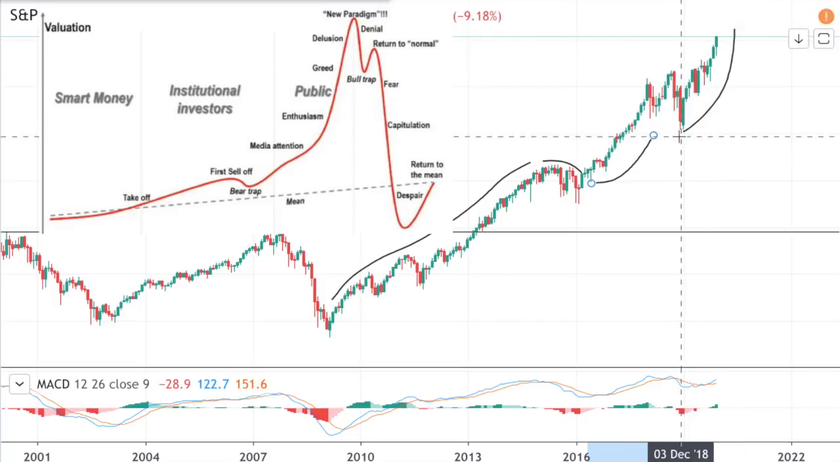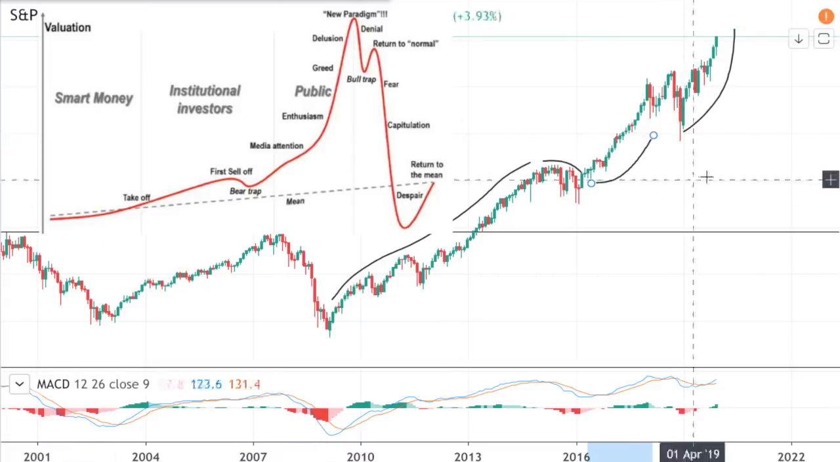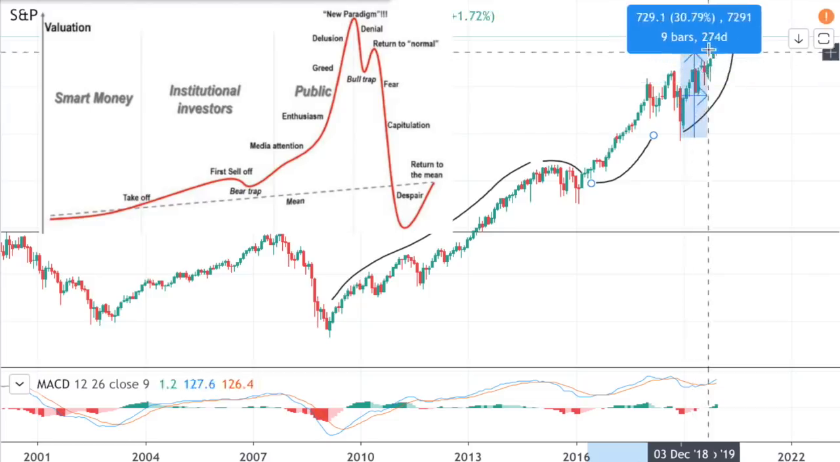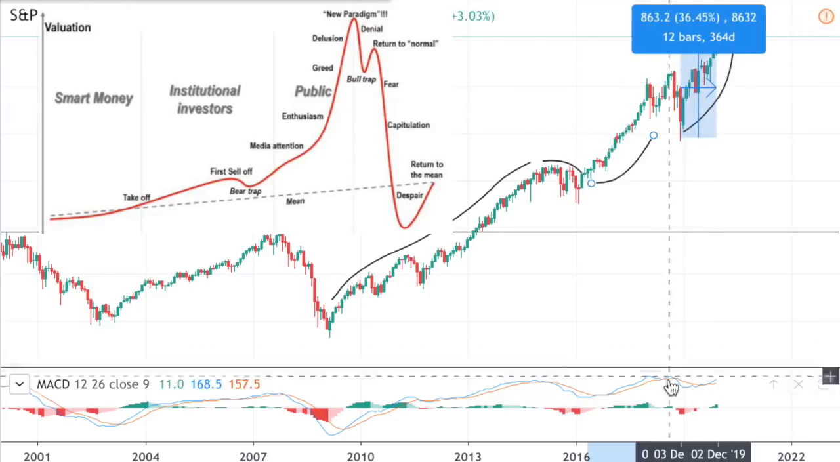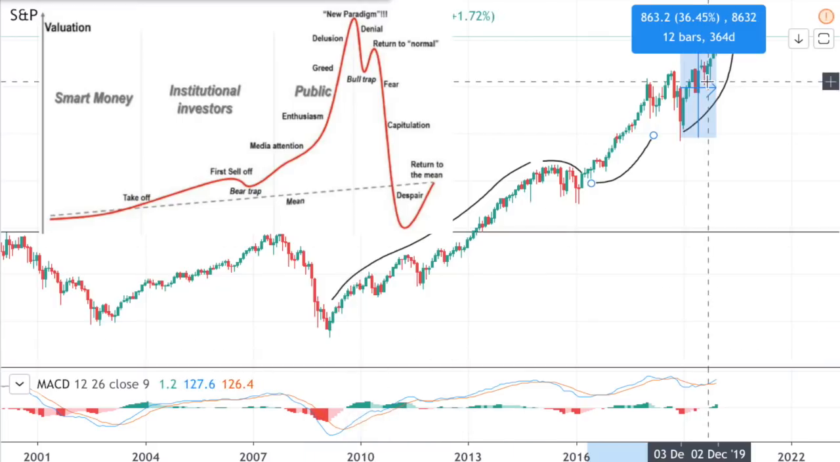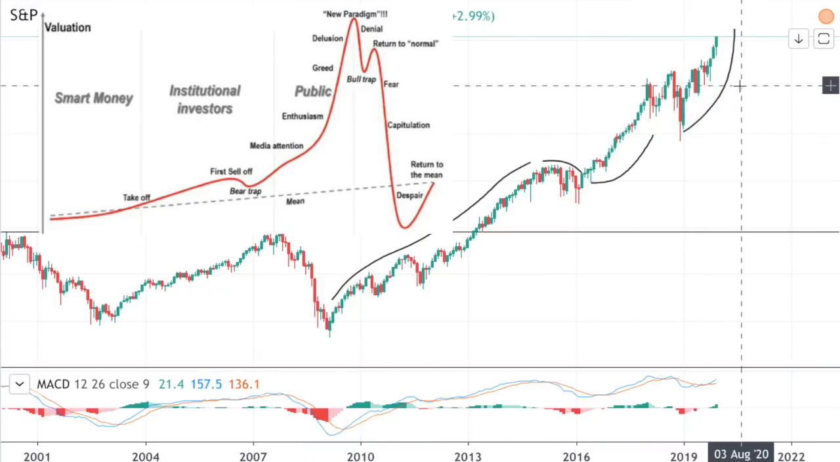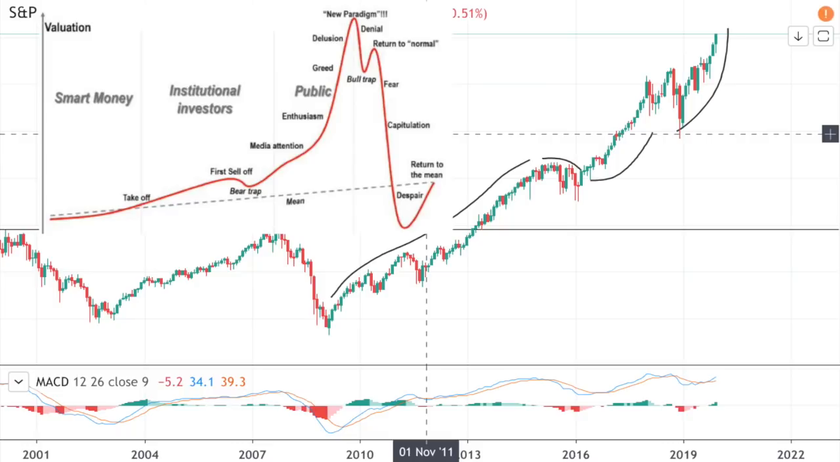A significant drop being bought up with a 40% plus move up within a year, despite a bearish MACD crossover at the end of a 10-year bull market run, is the definition of greed. Now you may be thinking, all right, that's nice, but what's next? Where are we going to go with this?